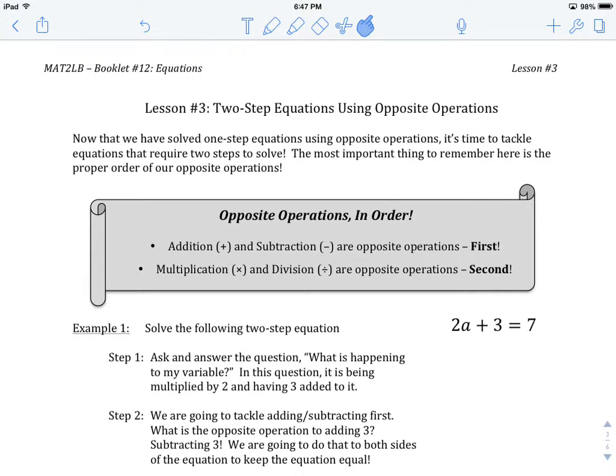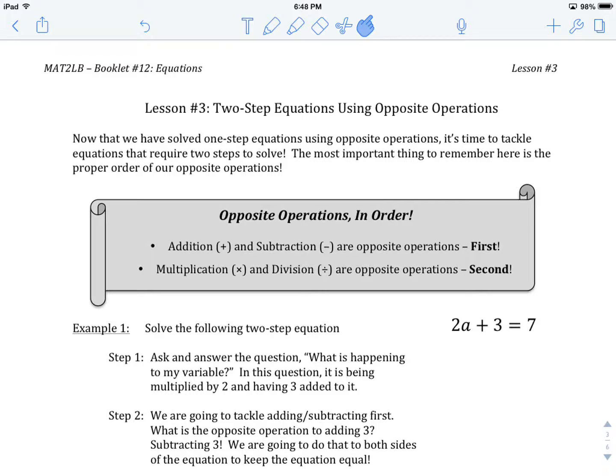Welcome to Equations, lesson number 3, two-step equations using opposite operations. This is a continuation of lesson number 2, where we were using opposite operations to solve equations. The difference is that when we're solving equations that require more than one step, we need to make sure we're doing our opposite operations in the correct order.